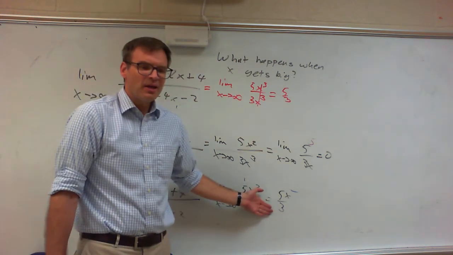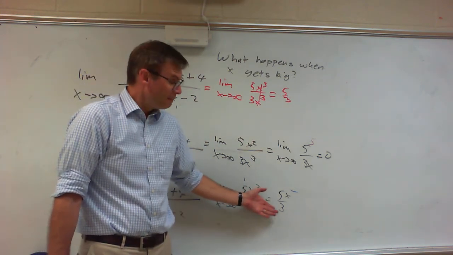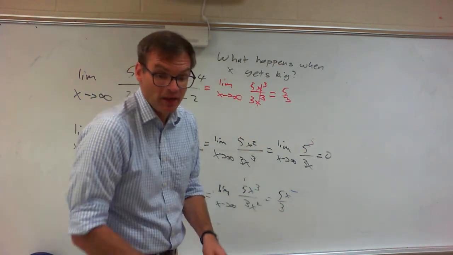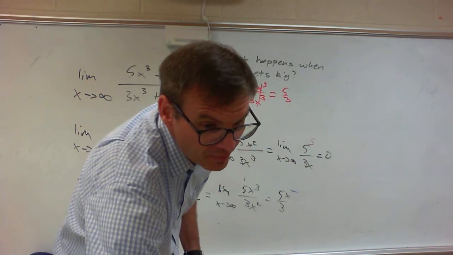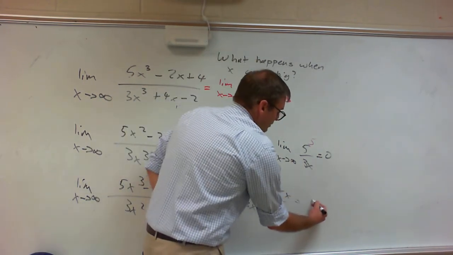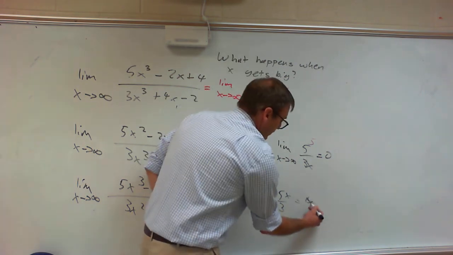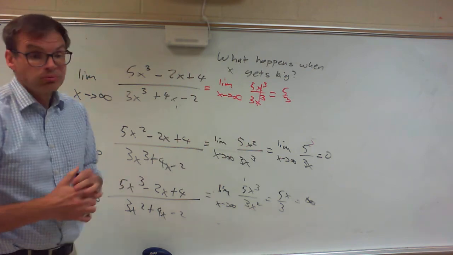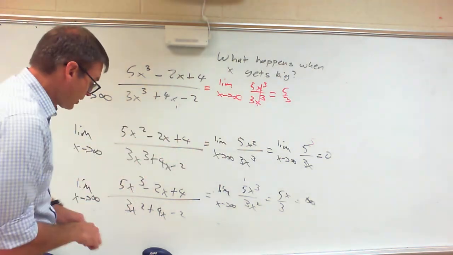As x gets huge, this still gets big. So in this case, when x gets huge, this goes to positive infinity, and this means we don't have a horizontal asymptote. So, summary of horizontal asymptotes.